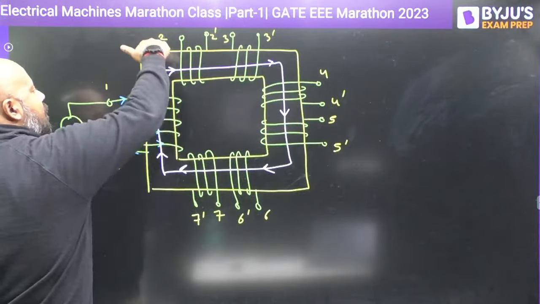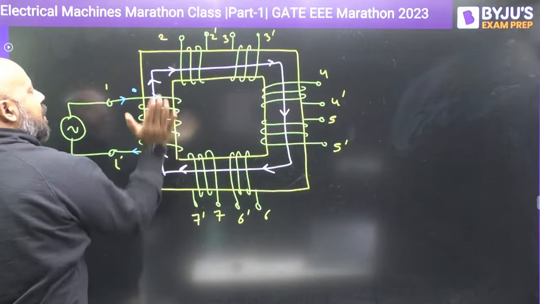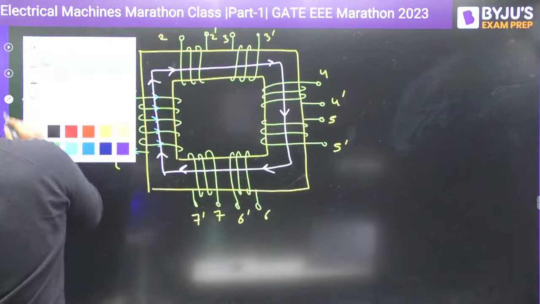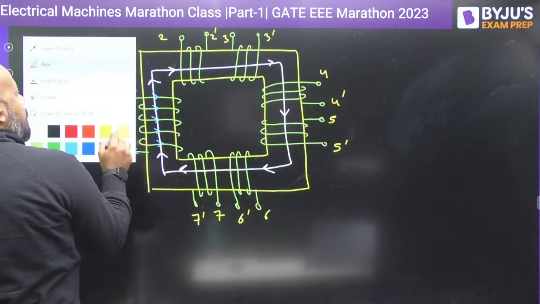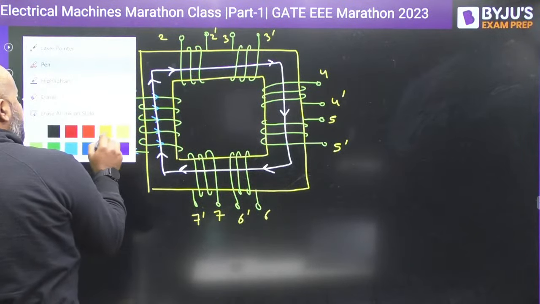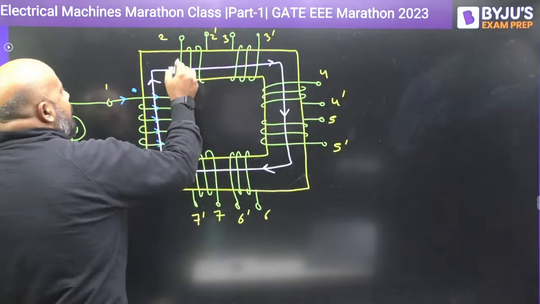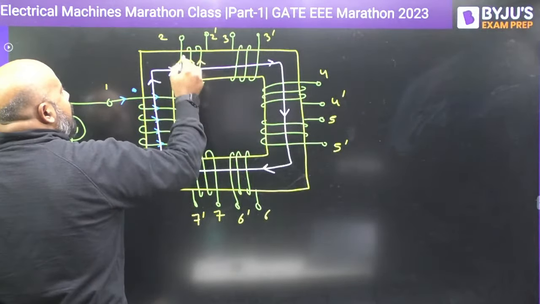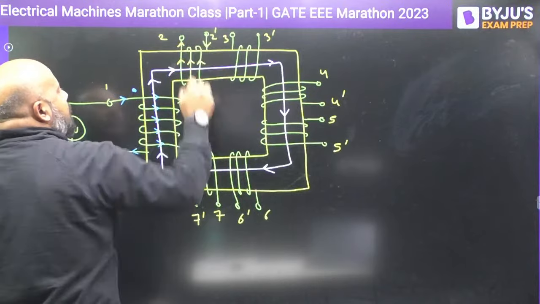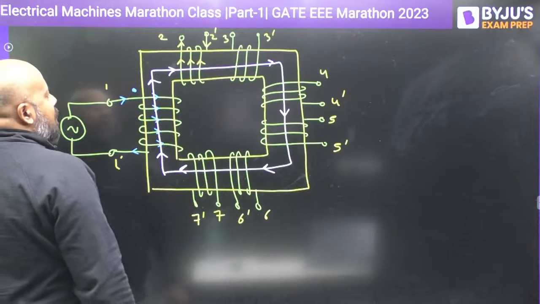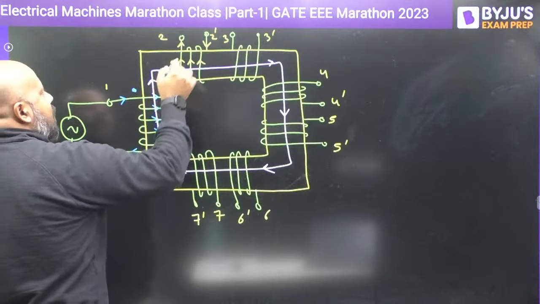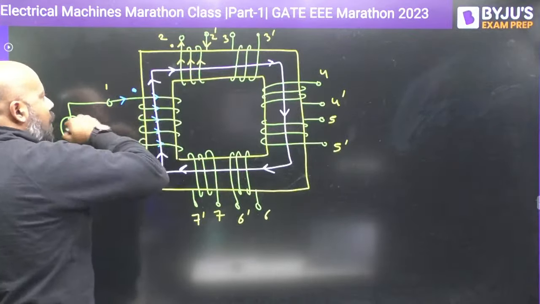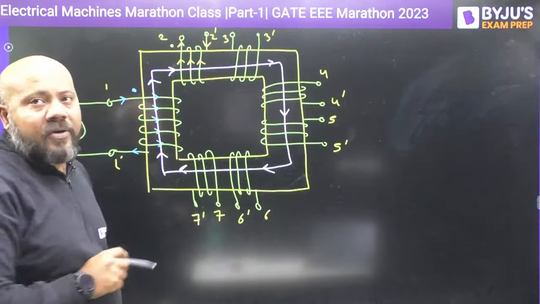from downward to upward. So the direction of current in this winding is going to be something like this. It is coming from here. Now, if the current is entering the dot here, then the current must be leaving the dot here. So you should place the dot here. This is how you are going to identify the dot.